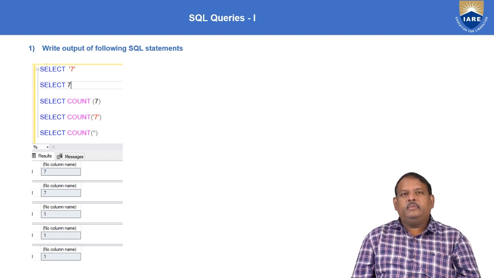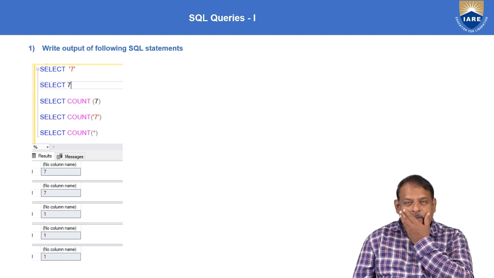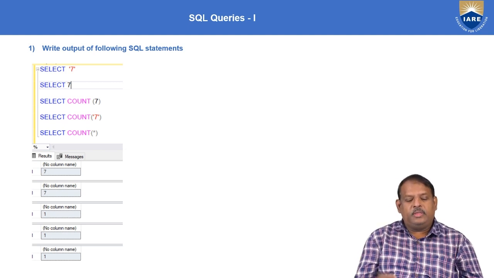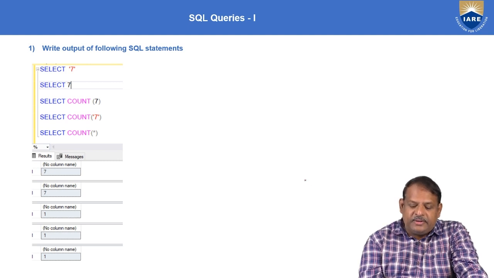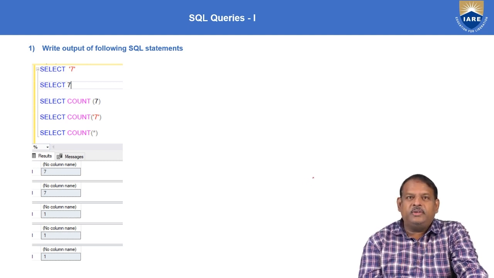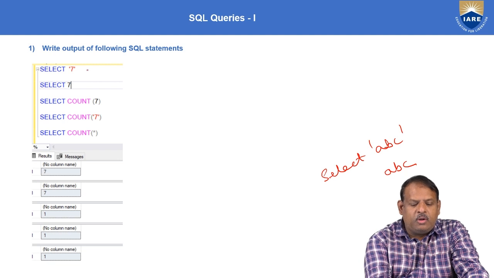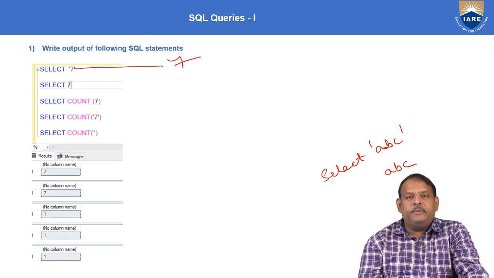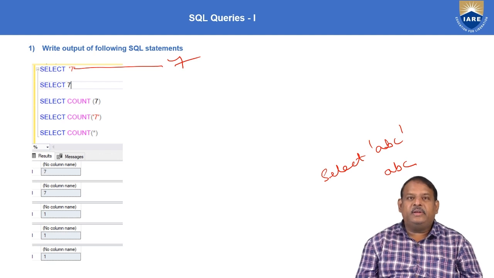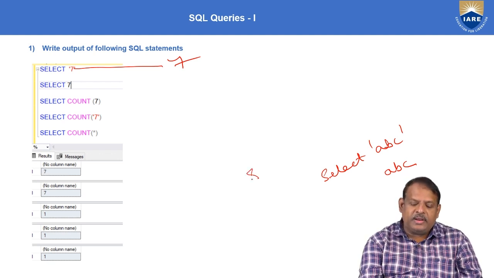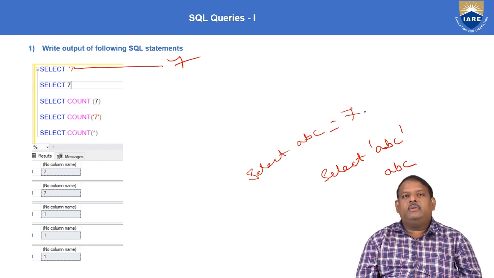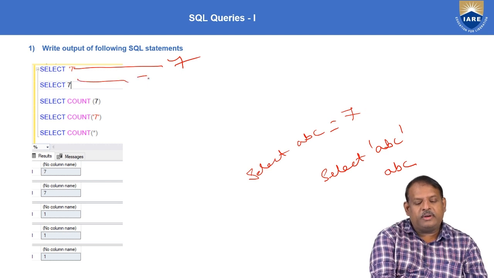Now we need to display the output of these queries. In the first question, select single quote 7 will always give you the same value. It will give you 7. If you say ABC in single quotes, you are going to get output as ABC. So in this case, the first answer would be 7. And second, select 7. Similarly, if you write select of ABC, you get the value. So even the second answer is also 7.